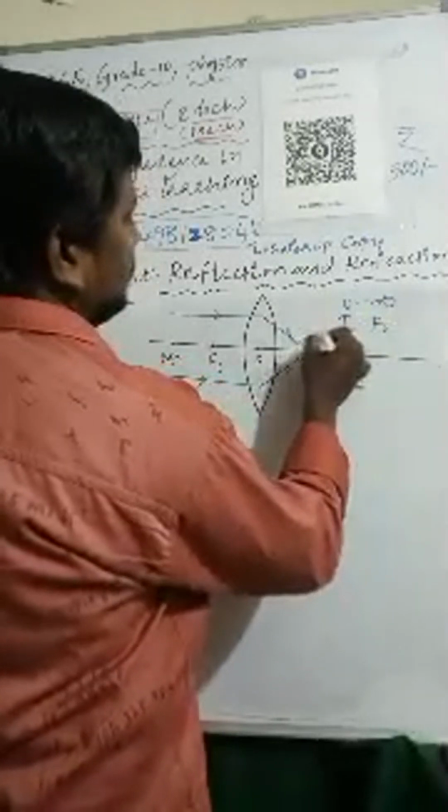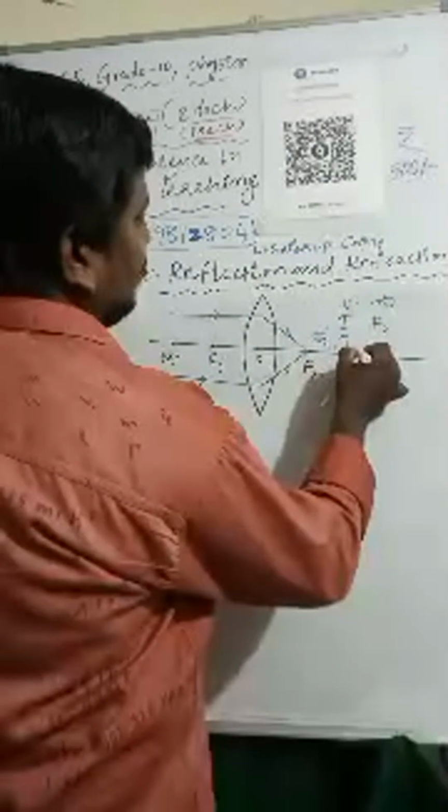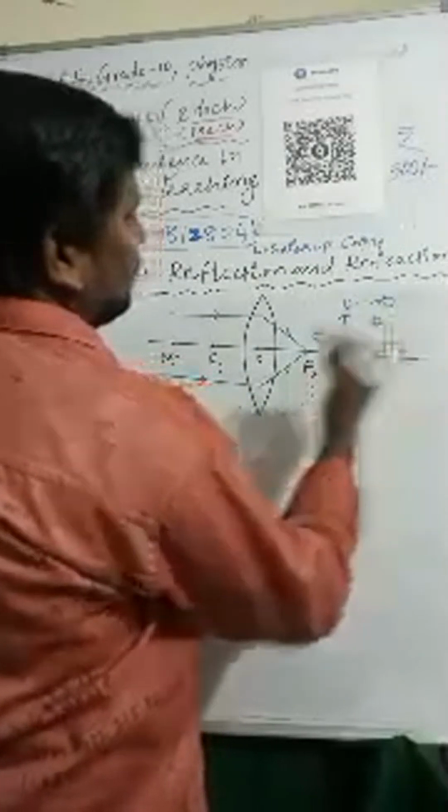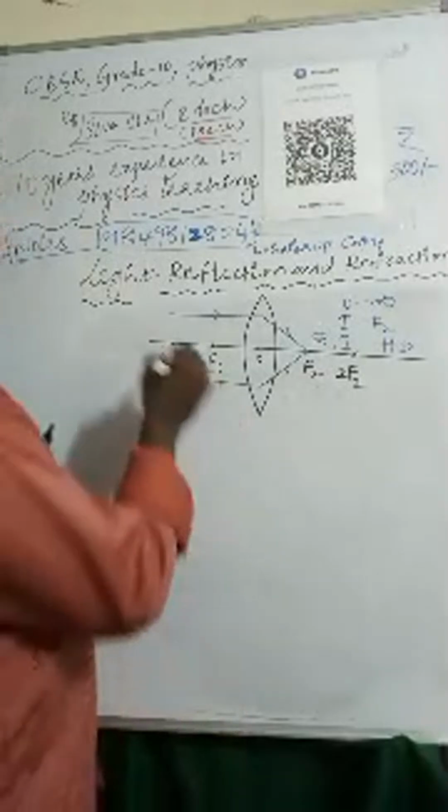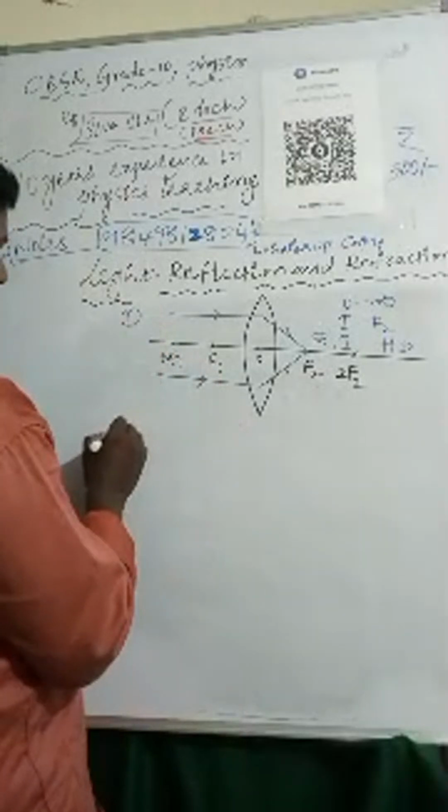The nature of the image is real, inverted and highly diminished. That is point 1. Next one, the second one.